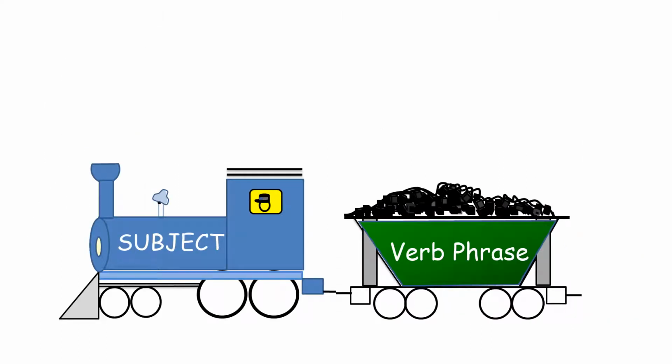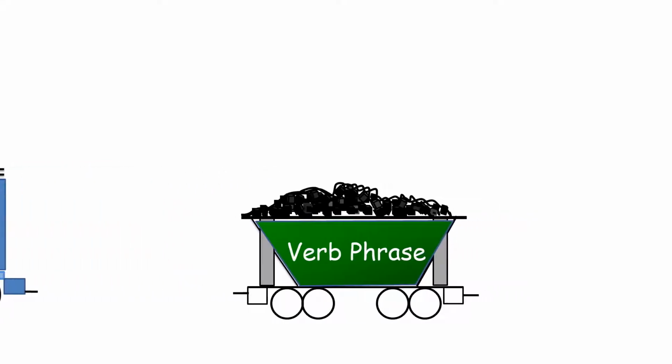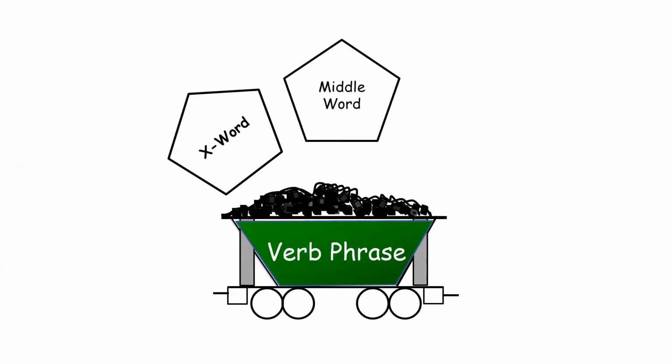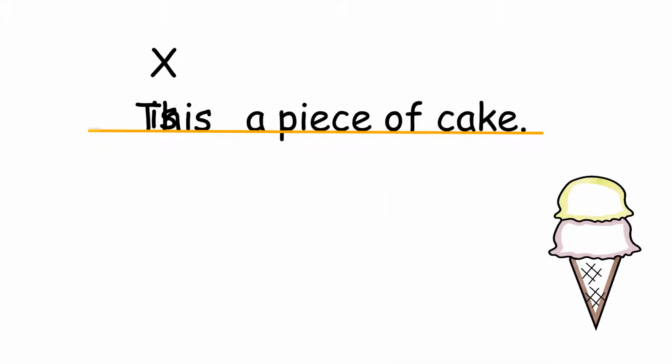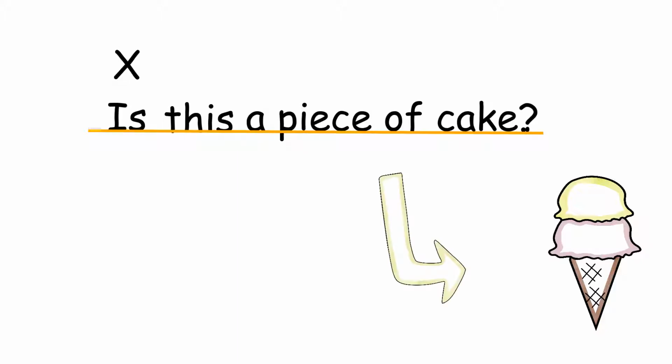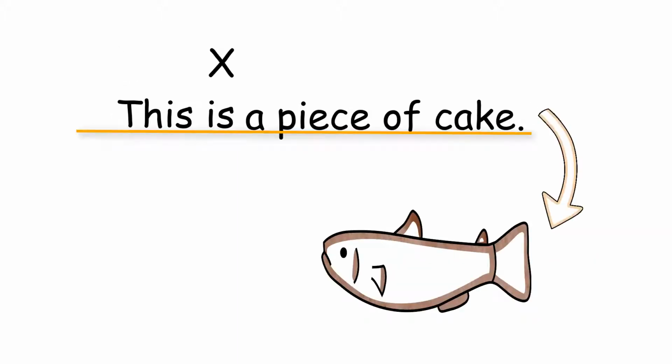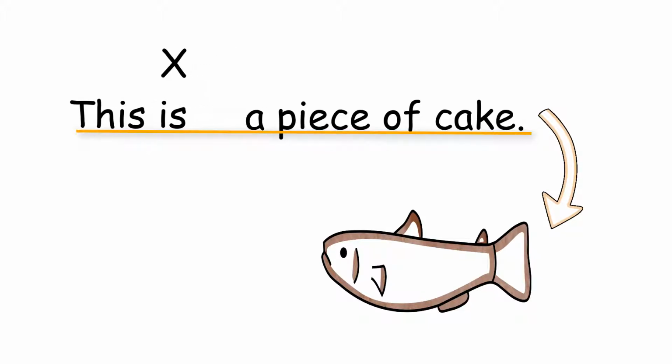We know that there are three places in the verb phrase that can be filled: X word, middle word, and main verb. In sentences that have visible X words, it's easy to make questions and negative sentences. This is a piece of cake. Move the X word in front of the subject to make a yes-no question. Is this a piece of cake? Just add not or its abbreviation to the X word to make the sentence negative. This isn't a piece of cake.